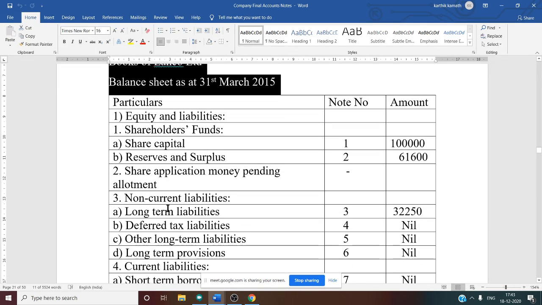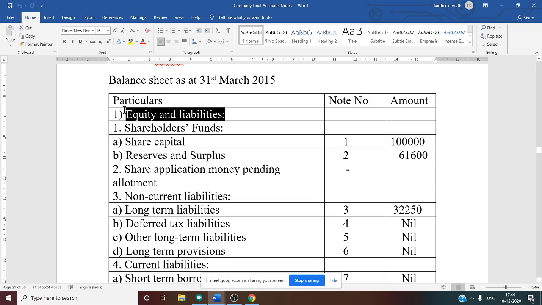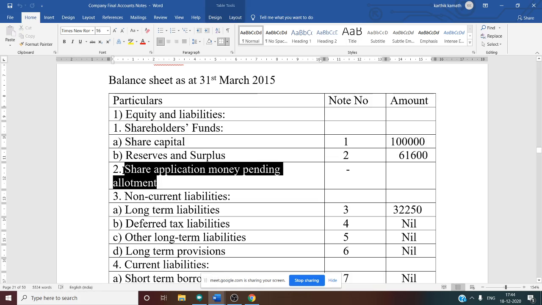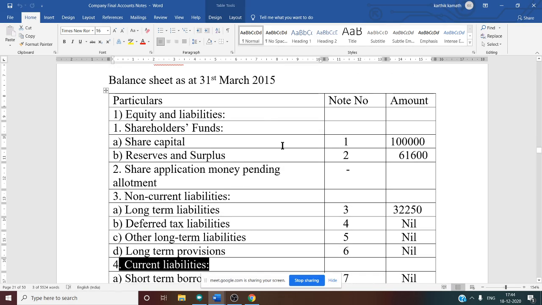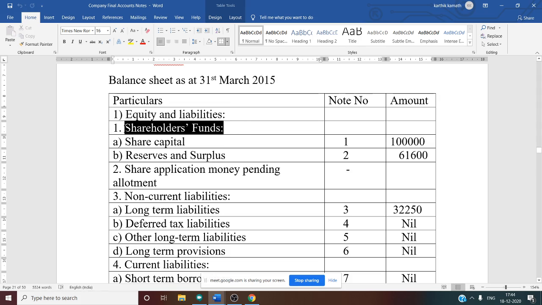So now there are three columns, particulars, note number and amount column. So under particulars, under liability, there are four main categories. One is equity and liability. Under that shareholders fund is there, then share application money pending allotment, then non-current liability and current liability. There are four major categories given under liability. So as per the format we have to do now. First one, equity and liabilities main heading, under that shareholders fund subheading. So first one, share capital.